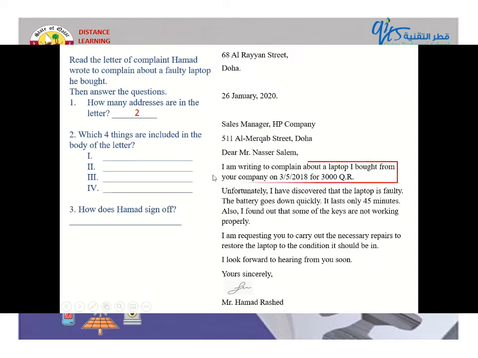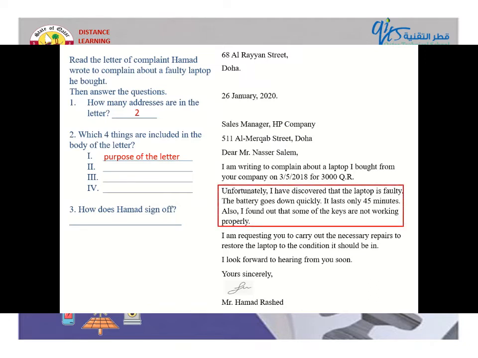Number one, I am writing to complain about a laptop I bought from a company on the 3rd of May 2018 for 3,000 Qatari riyals. Now, this is the purpose of the letter. And next, unfortunately, I have discovered that the laptop is faulty. The battery goes down quickly. It lasts only 45 minutes. Also, I found out that some of the keys are not working properly. This is the description of the problem, the description of the fault.